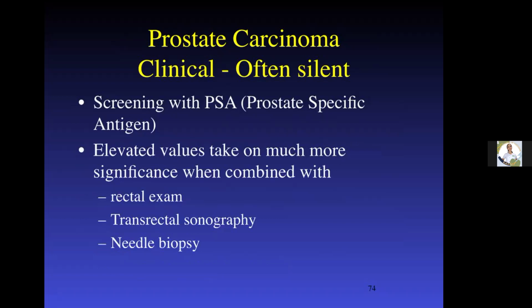So you can screen patients with PSA. Elevated values take on much more significance when combined with your rectal examination, transrectal sonography, and needle biopsy. The normal value for your PSA is 4 nanograms per ml. If your patient presents with obstruction and has a PSA of 10, you do a needle biopsy to know whether that patient has only a benign lesion or a malignant lesion.